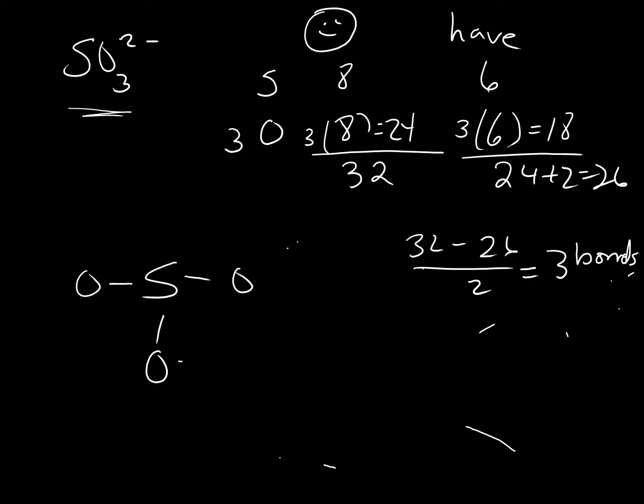Now I fill in all the dots. So the sulfur needs another pair because it's only got 6 electrons around it. All the oxygens have 1 bond, so they each need 3 more pairs.